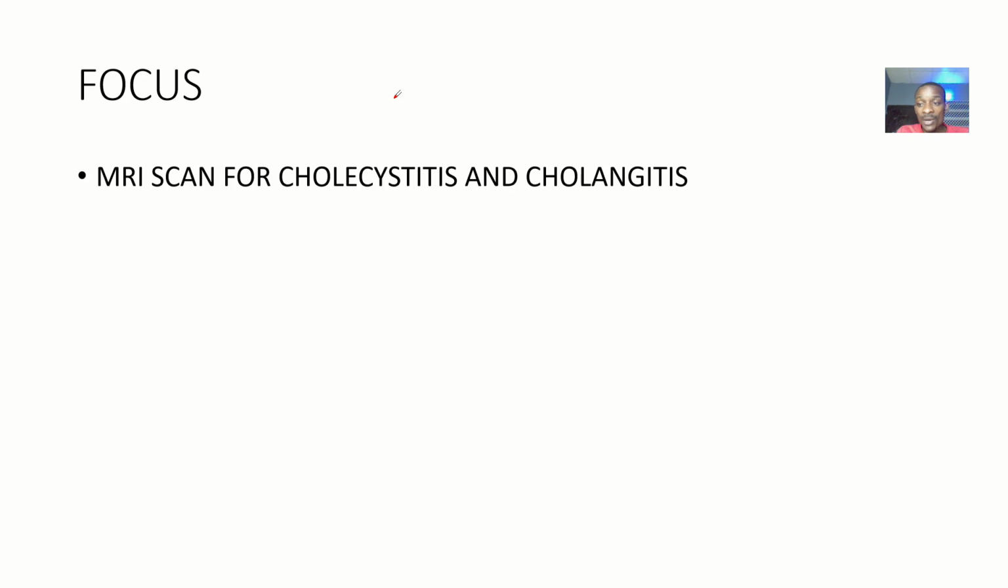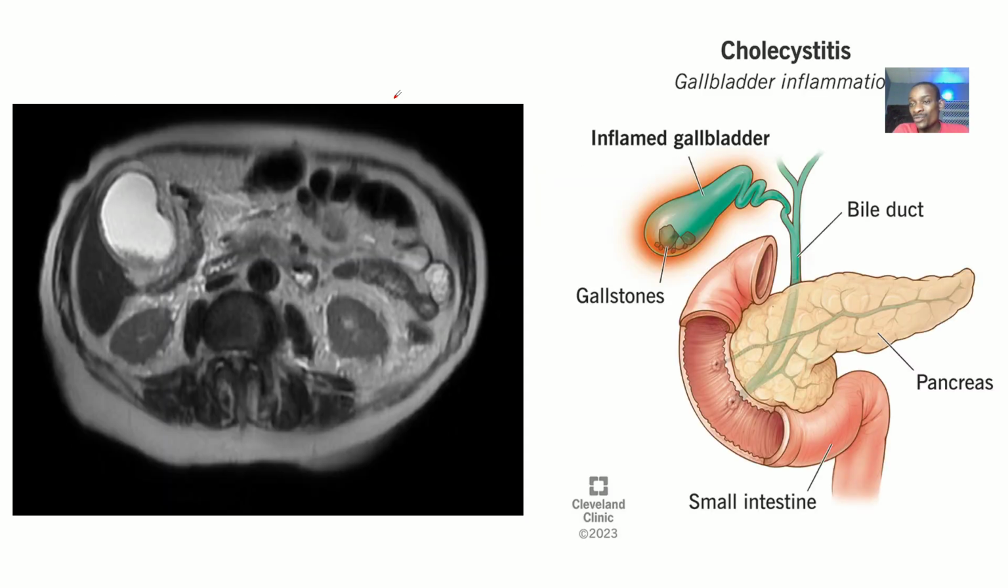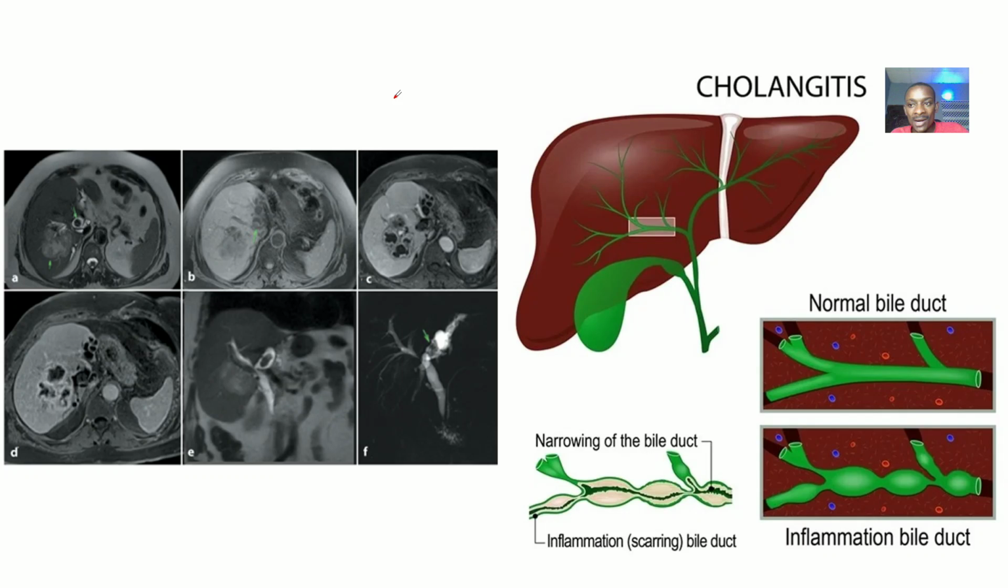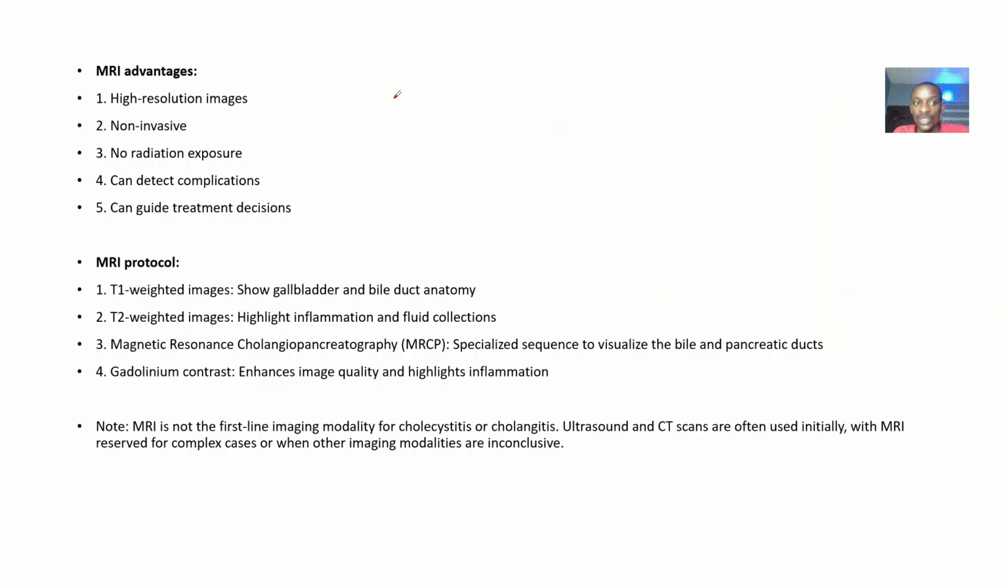So looking at the MRI scan for cholecystitis and cholangitis, you are trying to look at the characteristics, how the MRI for cholecystitis will look, and how the MRI for cholangitis will look. Then you are trying to look at the advantages of using MRI to diagnose these disease conditions. You also look at the MRI protocol, which is the types of versions of MRI that could be done and the possible results you are trying to look for.